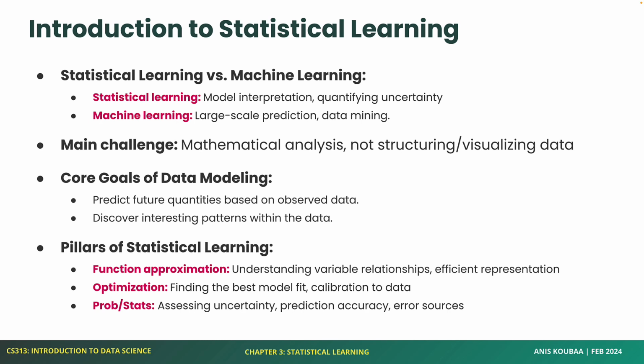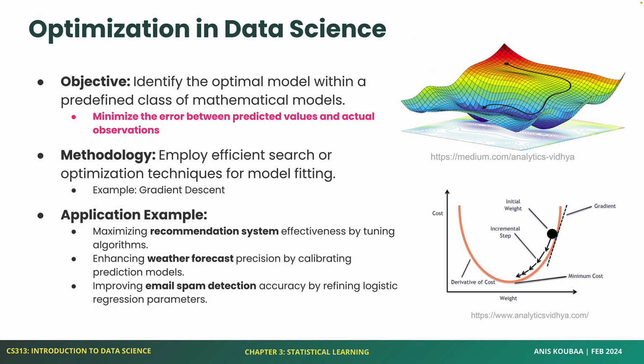So again, just some general definitions about statistical learning and machine learning, as we discussed several times. Statistical learning represents the foundation of machine learning, and it basically deals with model interpretation and quantifying uncertainty. And machine learning basically deals with large-scale predictions, learning from the data to make predictions or to make inference about that data. And the main issue in data science is to optimize a function. Basically, all data science or machine learning problems are function optimization.